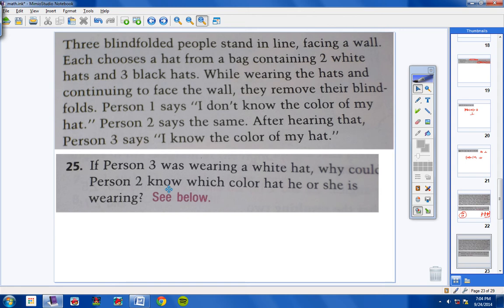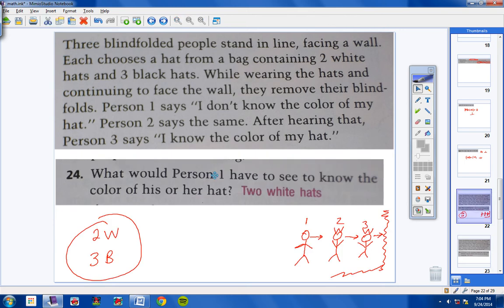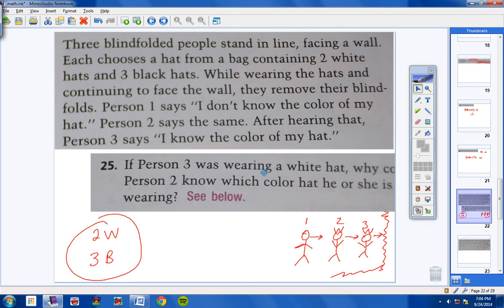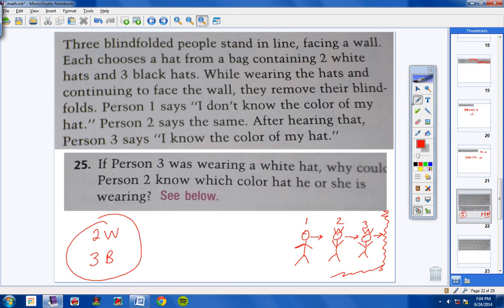If person 3 was wearing a white hat, why could person 2 know which color hat he or she is wearing? Okay, now let's think about that for a second. Let's go back a page. Let's get rid of this question here. And let's grab this question to here since we already have this wonderful artwork here that Mr. Earhart's drawn. Now, if person 3 is wearing a white hat, okay? So I'm going to put a blue W right here. There's a white hat, okay, right there.